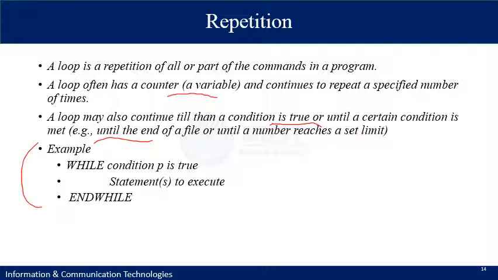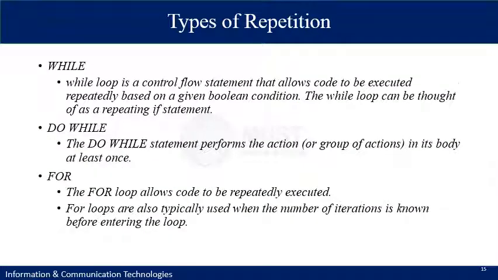So here is an example. We have a keyword for repetition which is while, and we have another loop which is the for loop. While the condition P is true, we execute the set of statements and we end it when the condition is false. There are three types of repetitions. The common one is the while loop, which is a control flow statement that allows the code to be executed repeatedly based on a given Boolean condition.